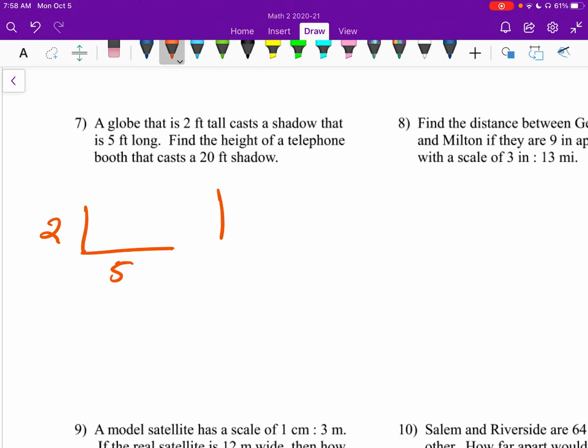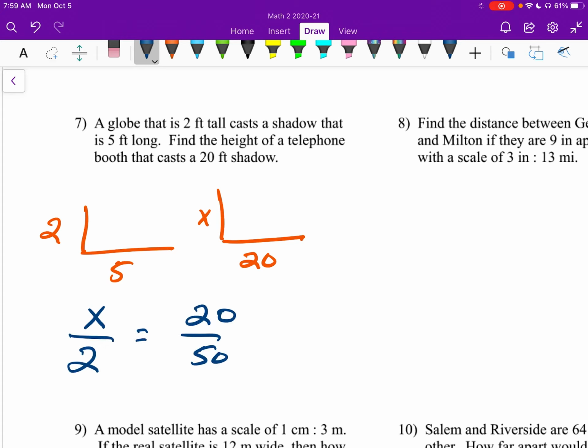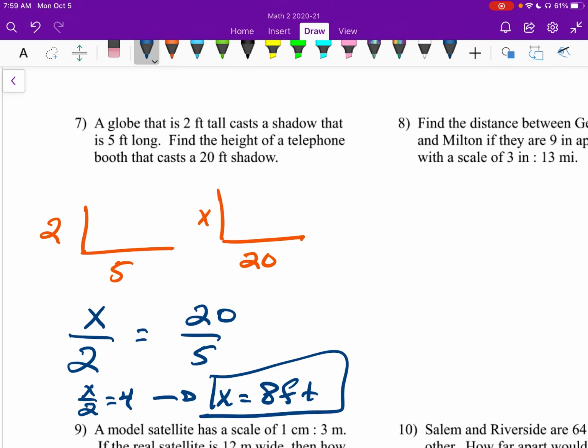Find the height of a telephone booth if the shadow is 20 feet long. So again, here, if we were to draw on the rest of it, we'd have similar triangles. We start off with our x on top, x height, and the 2 height. 20 shadow, 5 shadow. Oops, no, just 5. So this is x over 2 equals 4, which is x equals 8. And this is dealing with feet.